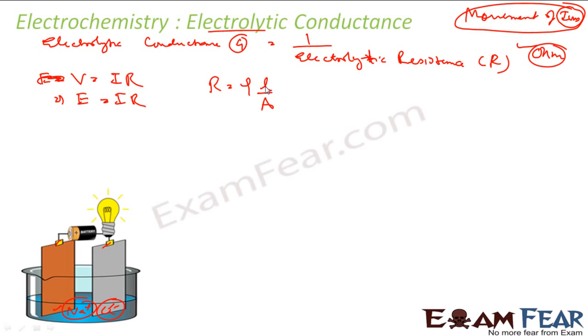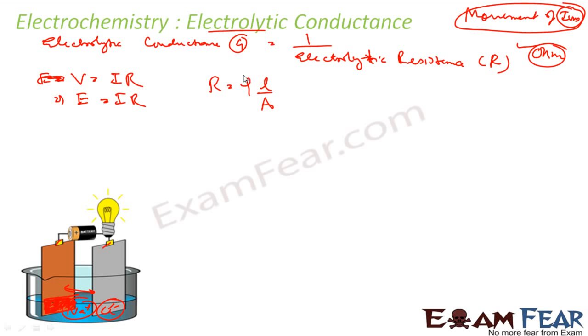L is the distance between the two parallel plates. And A is the area of cross section of the solution which is in contact with the electrode. Only this much area of the electrode is in contact with the solution. Please note, A is not the area of the whole electrode. A is the area of only the electrode that is in contact with the solution. And rho is nothing but specific resistance or resistivity.